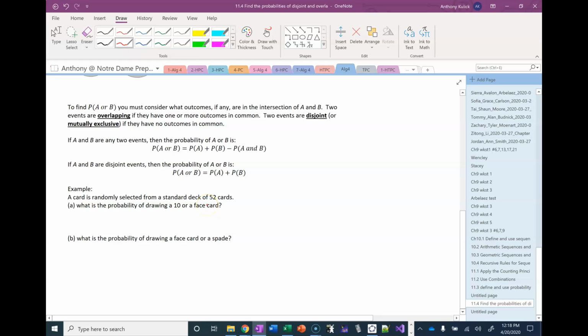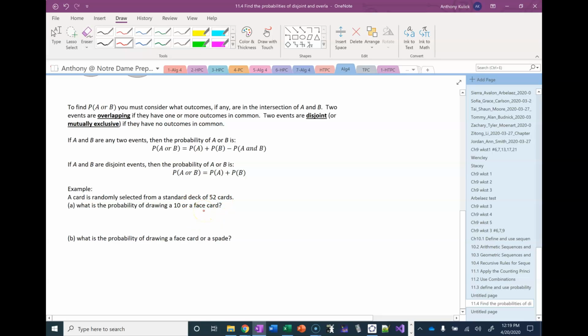So the first thing we need to do is decide whether these events are overlapping. I should call this the event drawing a 10 and the event drawing a face card. Are they overlapping?